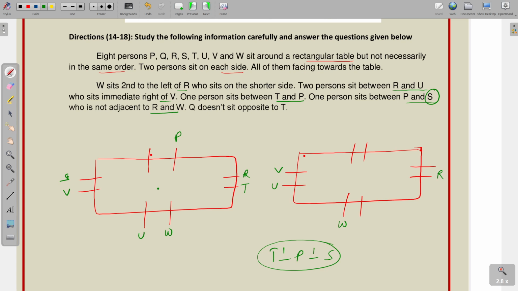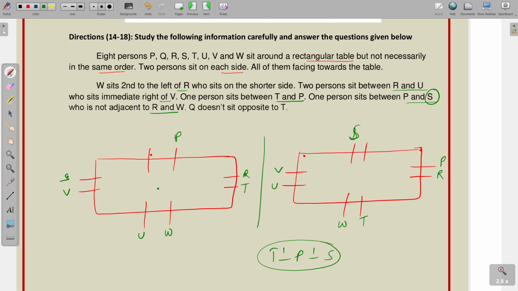Okay, so coming to the second possibility. See, if I place S here, between S and P 1 person is there, and between P and T 1 more person is there, that is R. Okay, so this condition is also satisfied.